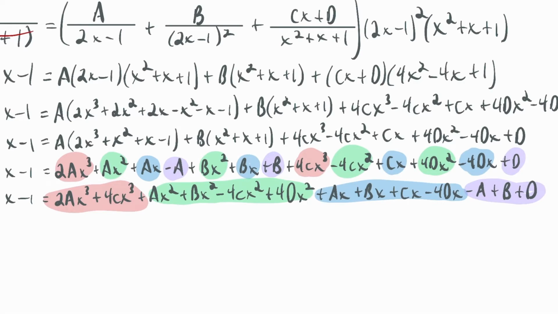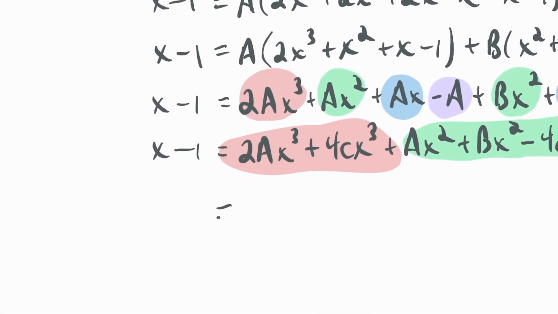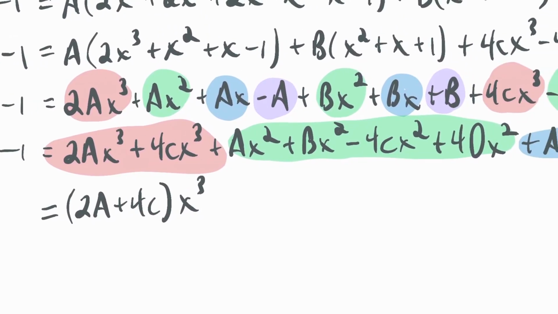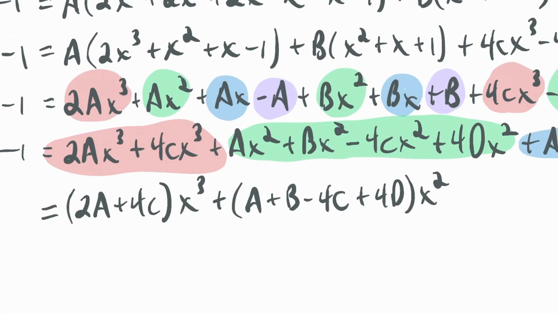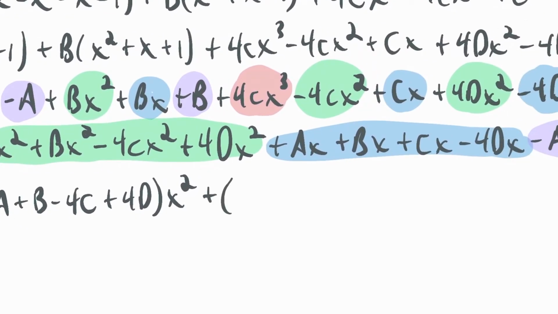So now what I'm going to do is, in each group, factor out that power of x. So I'm going to put 2a plus 4c times x cubed. So the coefficient on the cubic term is 2a plus 4c, plus a plus b minus 4c plus 4d times x squared. Okay. Plus a plus b.